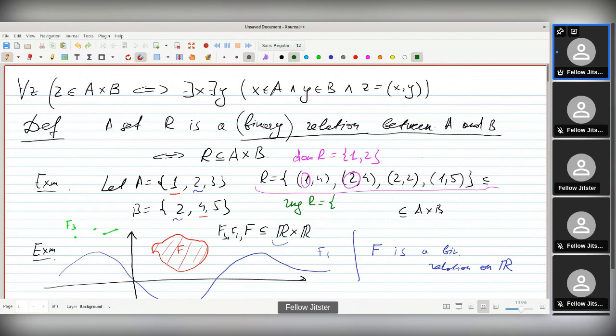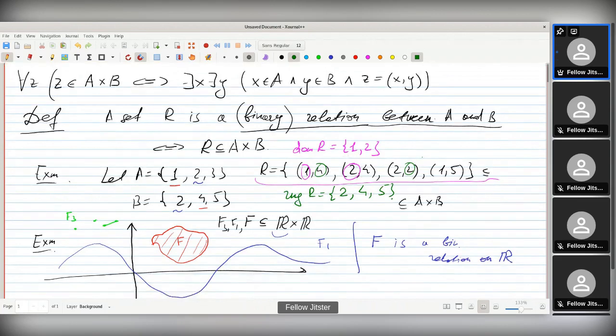2, 4, and which ones? 2, 4, and 5. Yeah, 2 is an element of the range. What else? 4. Exactly. Here it is. What else? 5. Yeah, brilliant. So the range is just the set of all the second coordinates.